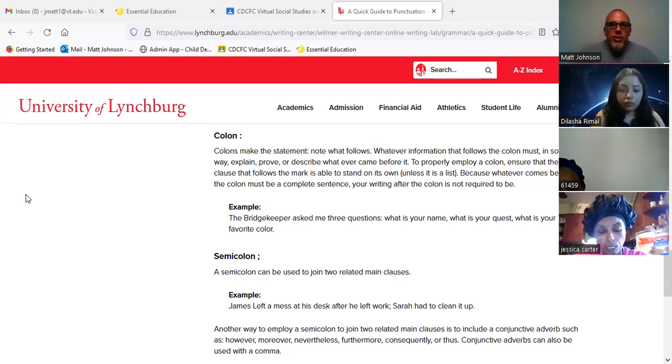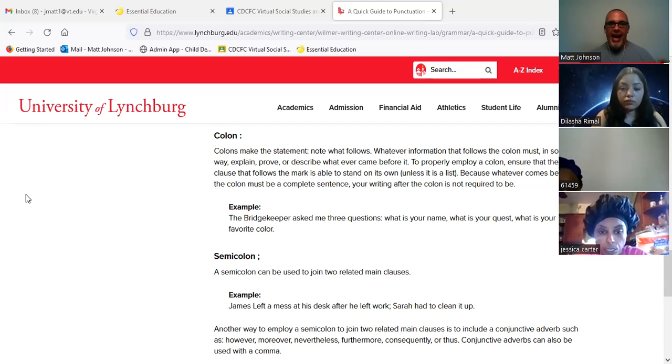A semicolon can be used to join two related main clauses. Here's my rule of thumb for semicolons: use them sparingly, for starters. Secondly, they basically can replace the comma and, right? So if you can say that in a sentence, you could use a semicolon.